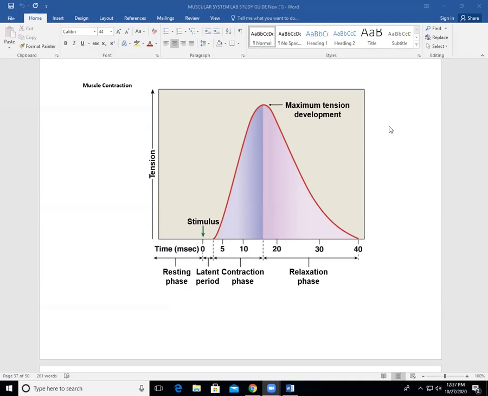I'll put my arm up here. What phase is this? Relaxation phase. What phase is it here between the stimulus and the response? Latent period. Right here, contraction phase. And right here, resting phase. Okay? That's what you want to be able to do.